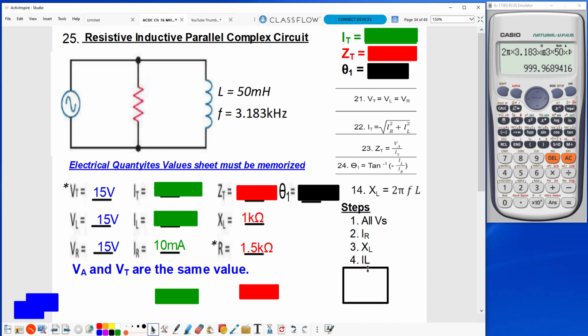My next step, as you may have guessed, would be to find my IL, because now I have 2 out of 3 here. If I have 2 out of 3, I can use Ohm's law. So I'm looking for the IL. I take the 15 volts over my 1 times 10 to the third ohms equals, hit engineering, 15 milliamps.